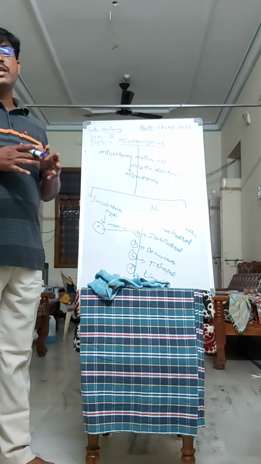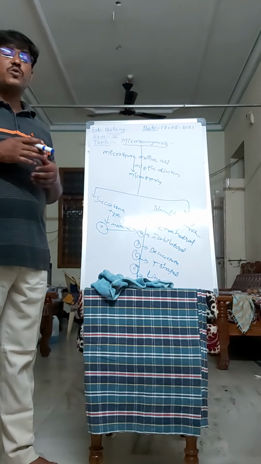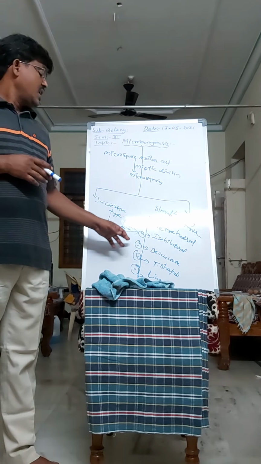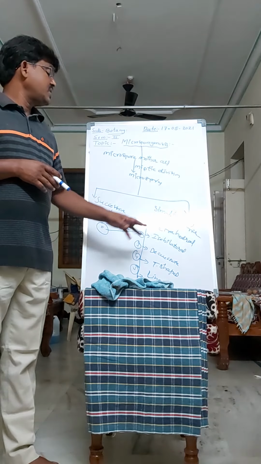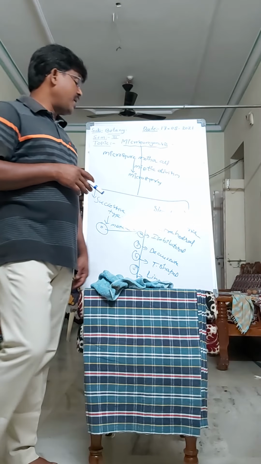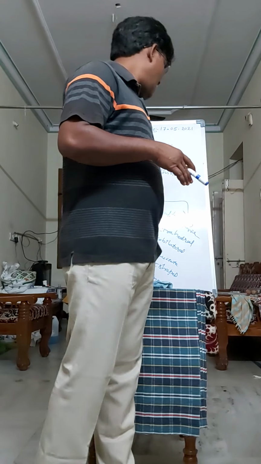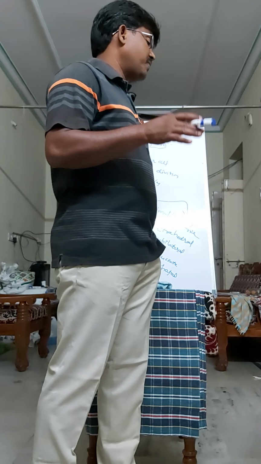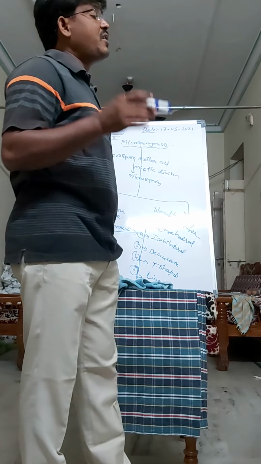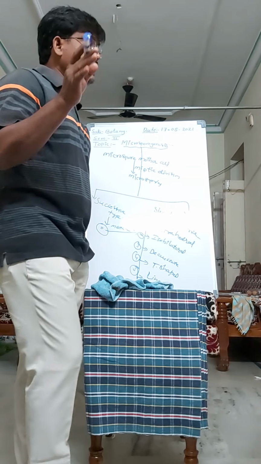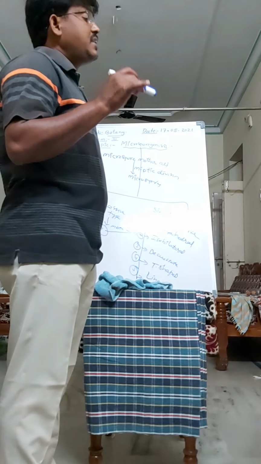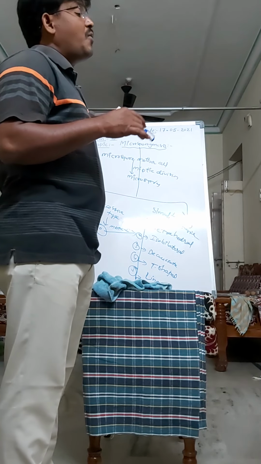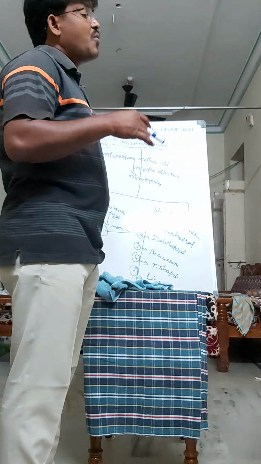In the simultaneous method, the microsporogenesis takes place by 5 methods. One is tetrahedral, second is isobilateral, third is decussate, fourth is T-shaped, and fifth is linear type. So what do you mean by tetrahedral type? In this tetrahedral type, the 4 spores are arranged in the 4 corners.